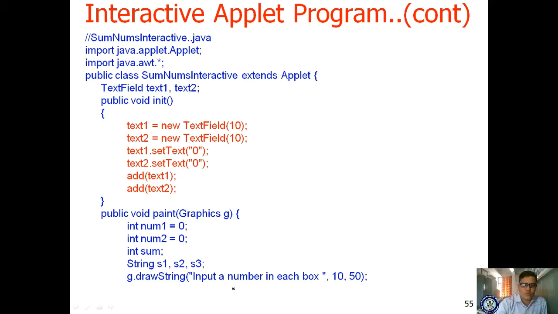Here a message is shown: input a number in each box. So it is displaying the message, input a number in each box, at 10 comma 50, where the x and y coordinates are 10 and 50. Okay, so 10 and 50 maybe here or here, right? It will come here, right? And next what we are doing now, we have to process, right?